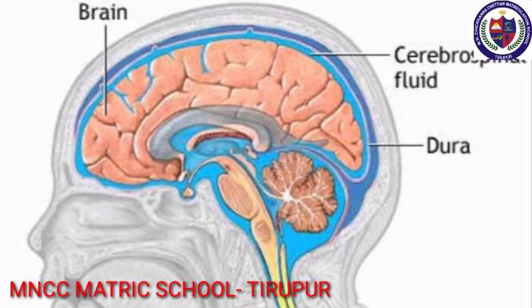Functions. It acts as shock absorbing fluid and protects the brain from damage when it is subjected to sudden jerk. It supplies nutrients to the brain. It collects and removes waste from the brain. It is also responsible for maintaining a constant pressure inside the cranium.